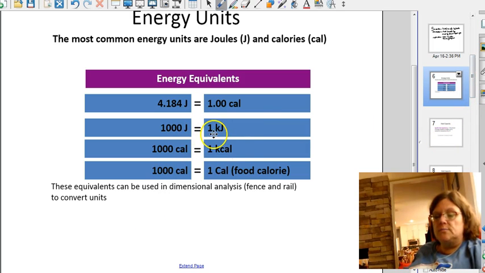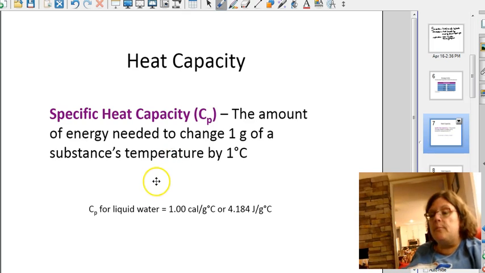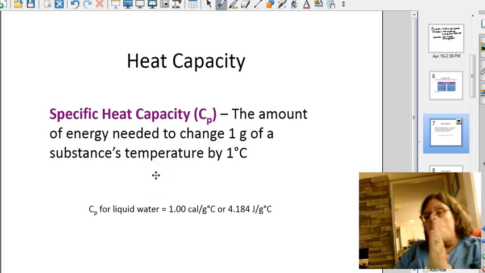It's important to know that 1 calorie is equal to 4.184 joules. So if you do get something in one unit, you can make that conversion. Heat capacity. Stop and think for a moment about what happens when you heat different things up.